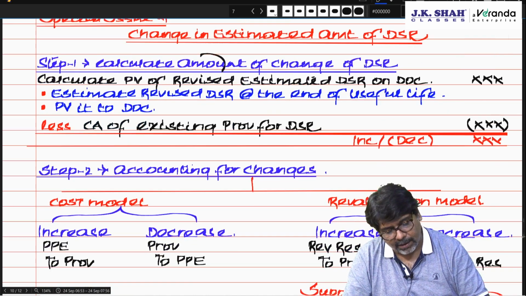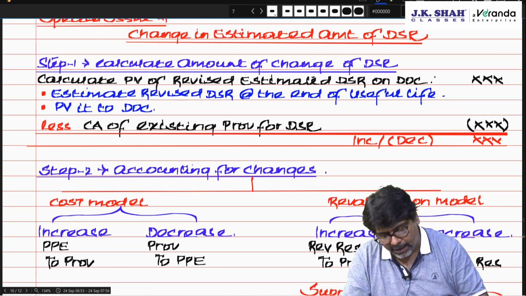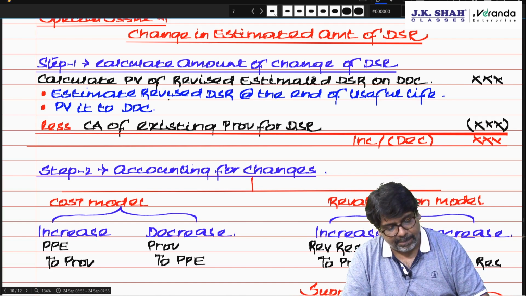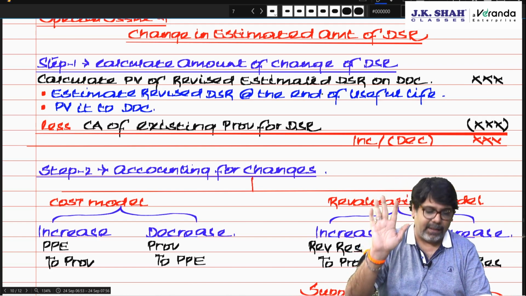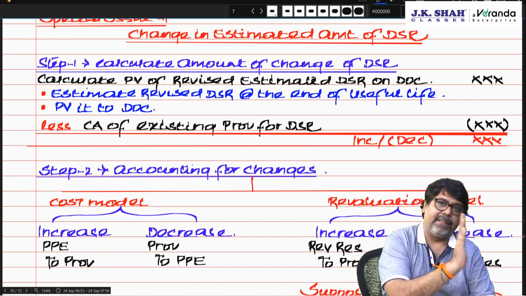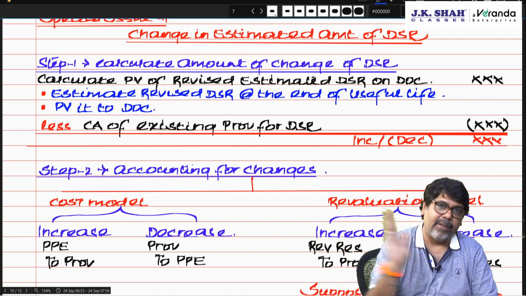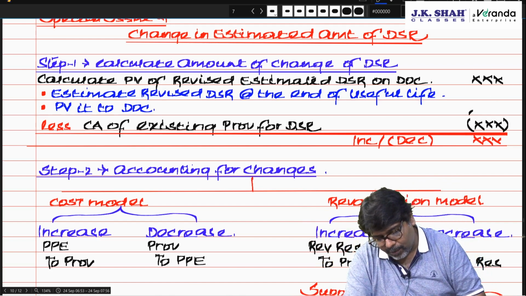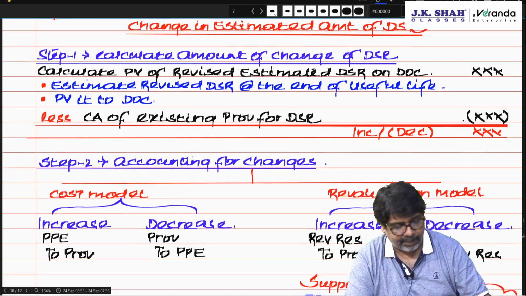Step 1, calculate the amount of change in DSR. Calculate the present value of the revised estimated DSR on the change. How do we estimate the revised DSR at the end of useful life? We estimated 30. Present value it to the date of change. That is the third year end, so we'll discount it for 7 years. It came to 8. So this is 8. Old was 1. So increase by 1.